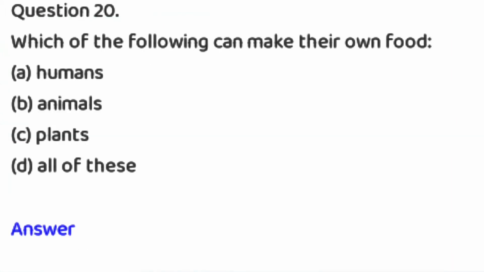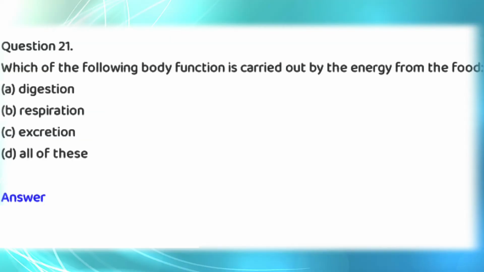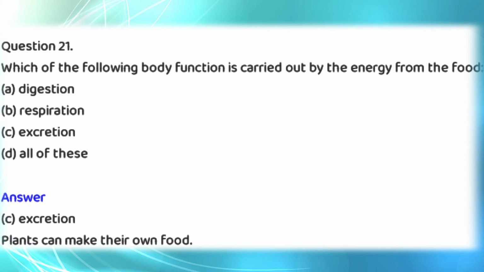20th question: Which of the following can make their own food? Humans, animals, plants, all of this. And the answer is plants. 21st question: Which of the following body functions is carried out by the energy from the food? Digestion, respiration, excretion, all of this. And the answer is excretion.